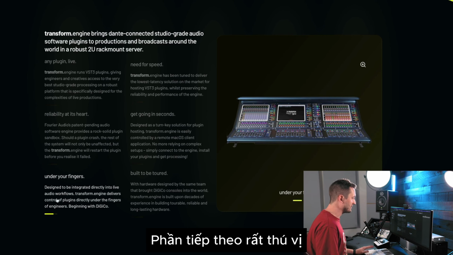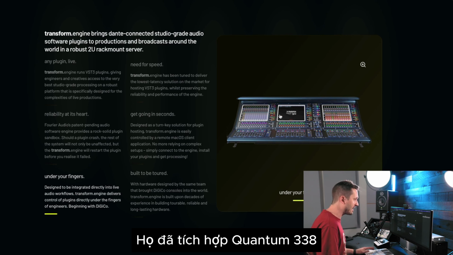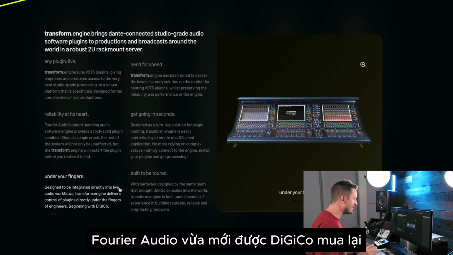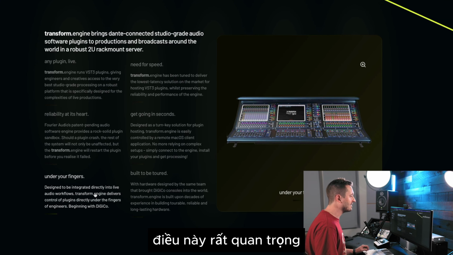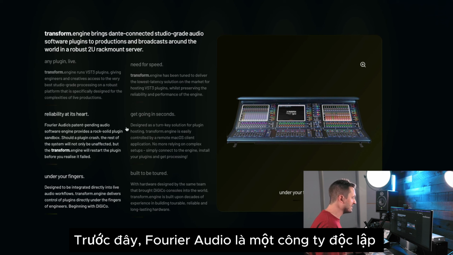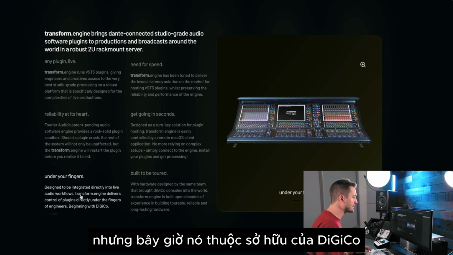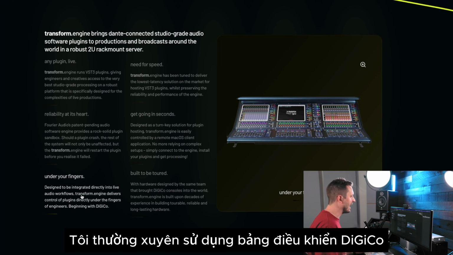Now, this next part is super interesting. So you can see they've got the Quantum 338 over here. The reason for that is because Fourier Audio was recently purchased by Digico, and that's a big deal. So before there was an independent company developing these products, and now they're owned by Digico, which I actually think is really great. So I run a Digico console a lot of times.